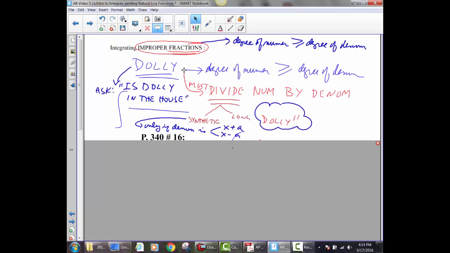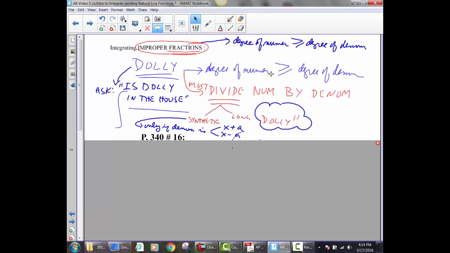Okay, so now we're going to go to improper fractions. Improper fractions are where the degree of the numerator is greater than or equal to the denominator. So if they're both degree 3 or both degree 2, that's also an improper fraction. So I'm going to call it a Dolly for Dolly Parton. If you don't know who she is, look up a picture of her on the internet. And you'll see why I call these dollies.